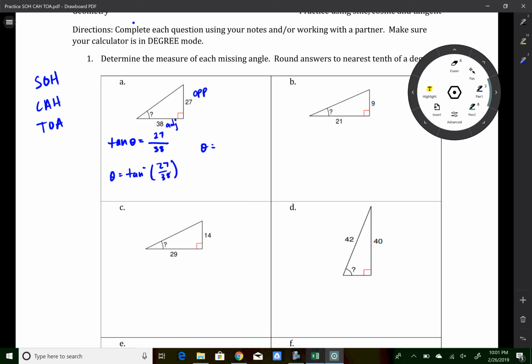When you're typing this into the calculator, make sure you're in degree mode. You should be in degree mode because you've already changed your calculator, but say you're using a friend's calculator or a calculator you had at home. So it wants us to round each answer to the nearest tenth. So this would be 35.4 degrees.